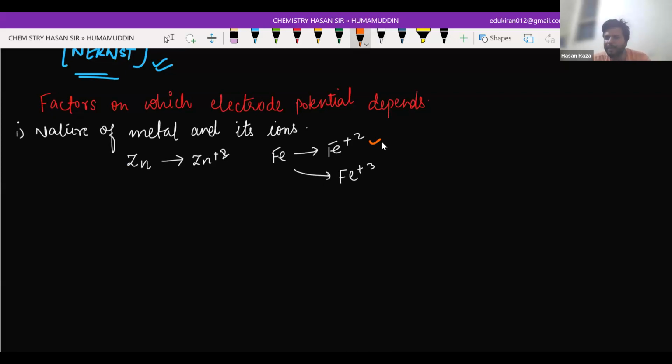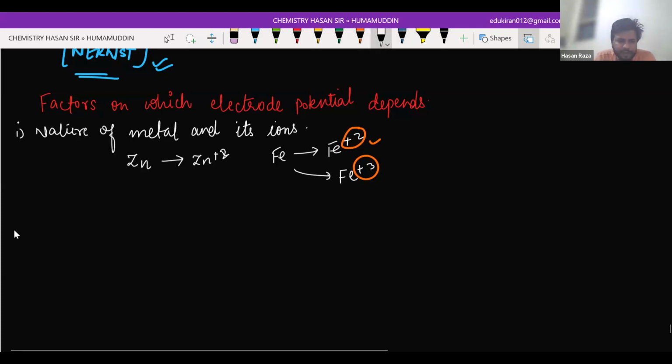Generally, some d-block elements, or almost all the d-block elements, have variable oxidation states. You can see in this, iron is showing the +2 oxidation state, and below it is showing the +3 oxidation state. So due to this variable oxidation state, they will have different electrode potentials. Are you getting my point, both of you? Yes, sir.